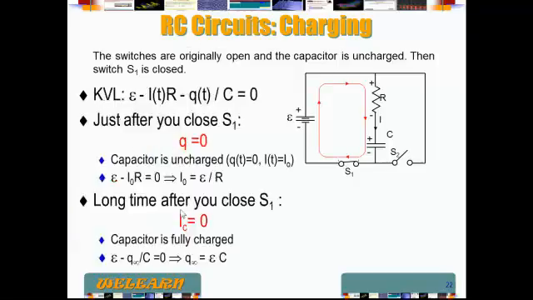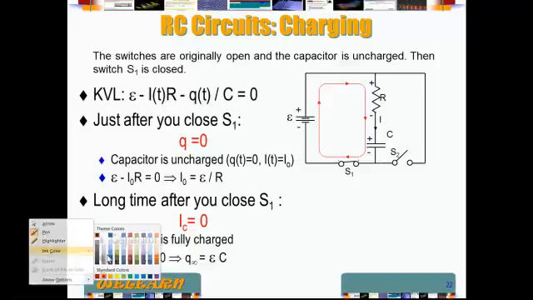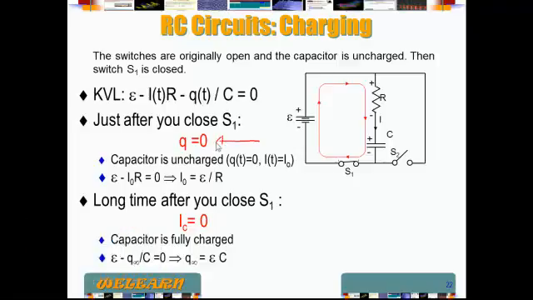And then we remembered that at t equals zero, our charge is equal to zero. That's what we have there. And after a long time, our current is going to become equal to zero. The initial conditions led us to figure out the maximum current to be equal to E over R, and the final expression was just confirming that the maximum charge is the final voltage times the capacitance.